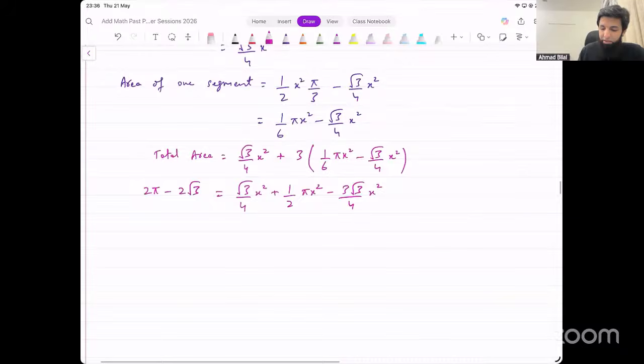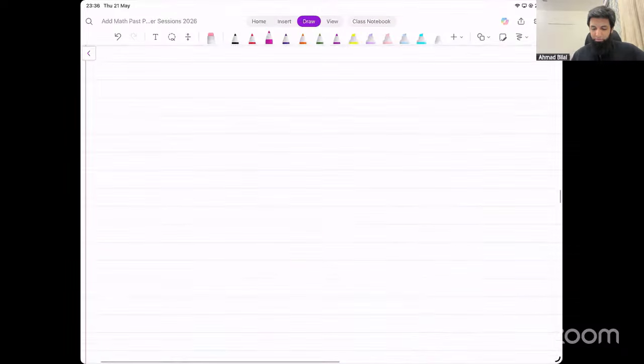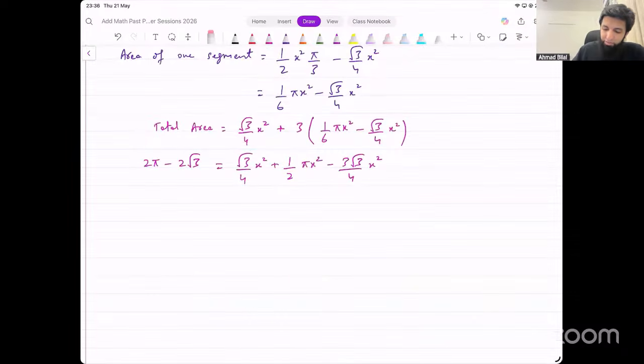What you can do now is actually subtract these two terms. These two are like terms, right? This term only has x squared in it. This term also has only x squared in it. We can subtract them. They have the same denominator as well. If we subtract the numerators, under root 3 minus 3 under root 3, what will that become? Minus 2 under root 3 divided by 4 x squared plus 1 over 2 pi x squared.